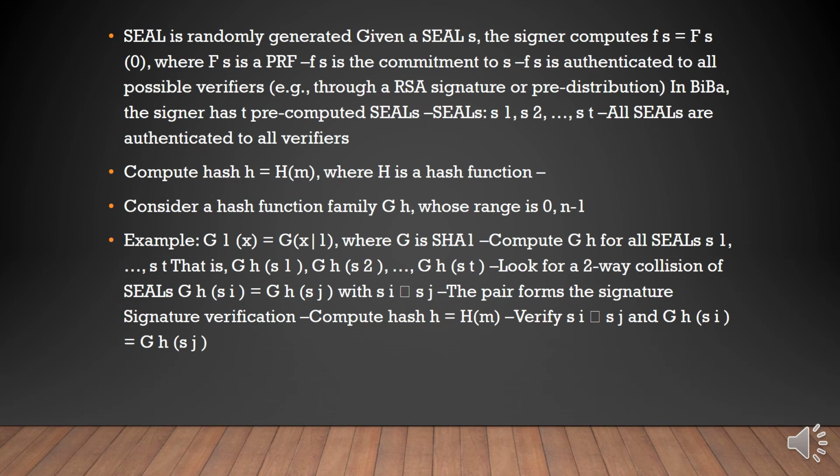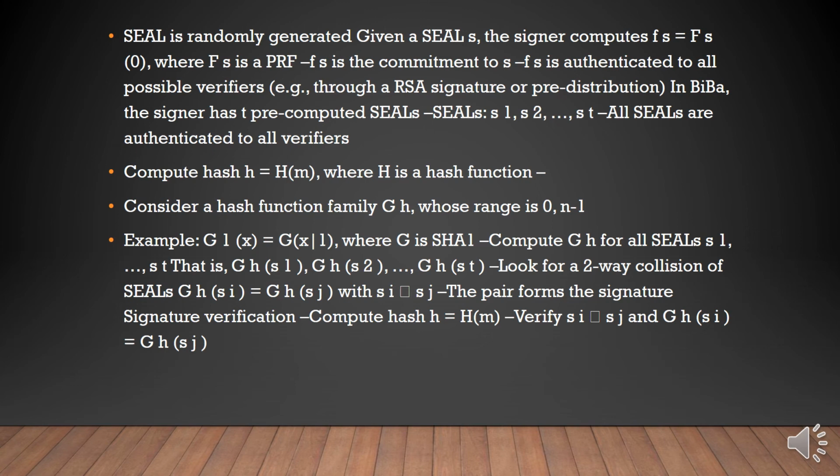So how to compute it? Compute the hash h of m, where h is the hash function. Consider a hash function family g_h whose value range is 0 to n minus 1. For example, g of x where g is SHA-1. Compute g_h for all seals s_1 to s_t, that is g_h of s_1, g_h of s_2 and so on. Look for a two-way collision of seals: g_h of s_i is equal to g_h of s_j, where the pair s_i and s_j forms a signature verification.